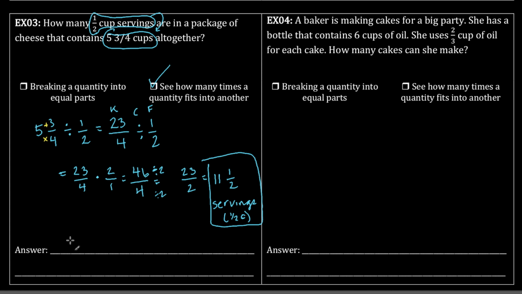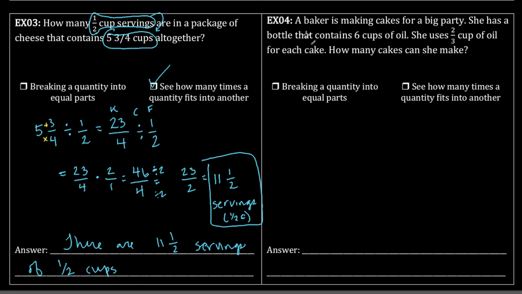So how many half-cup servings? There are 11 1/2 servings of half cups. Or you can say there are 11 1/2 half-cup servings, but that might look confusing when you write it down, but it's fine. It's actually, I think, a better and more precise way of saying it.